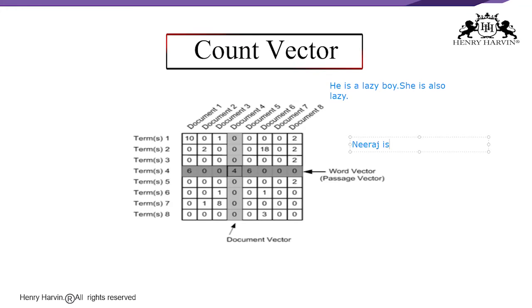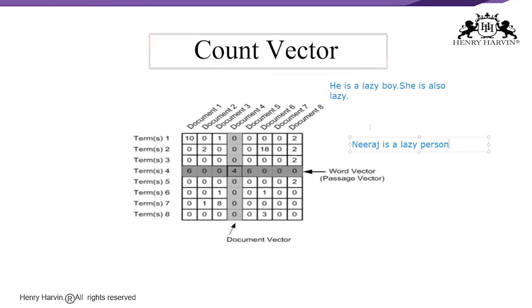If there is any Neeraj over here, then only we should worry about it. Otherwise, don't worry about it. This could be some other Neeraj. So Neeraj is a lazy person. Now the dictionary creator may have a list of unique tokens. So what are the tokens here? He is a token, she is a token, lazy is a token, boy is a token, Neeraj is a token, person is a token. So here I can say that D is equal to 2, because there are 2 sentences. And N is equal to 6.